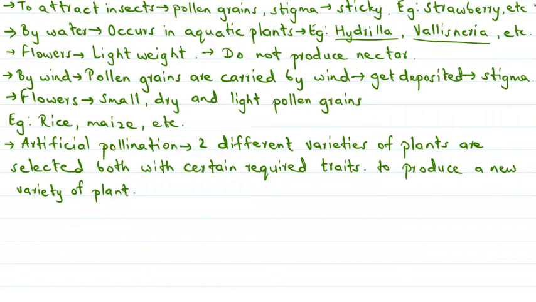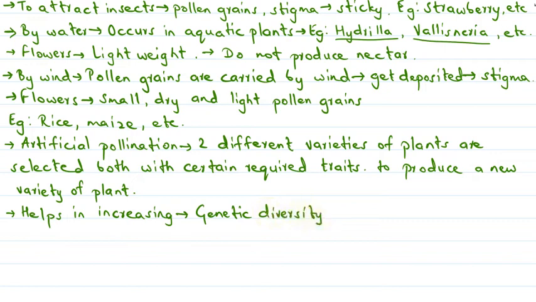So this method helps in increasing genetic diversity, because different flowers will share and combine their genetic information for creating unique offsprings, right? So it helps in increasing the genetic diversity. As I told, because here different flowers will share and combine their genetic information to create unique offsprings.